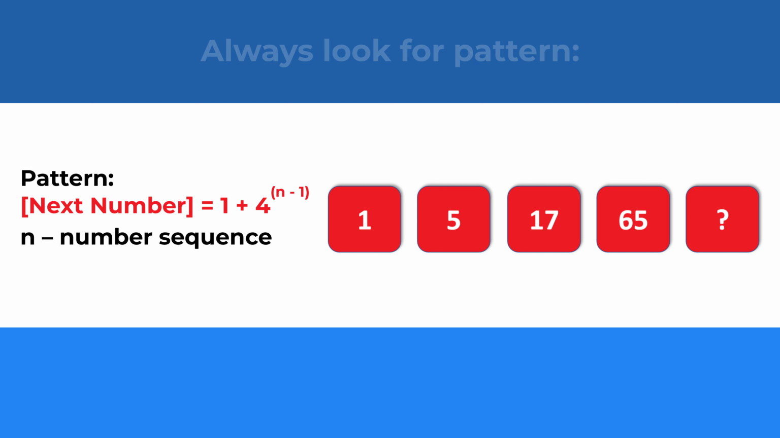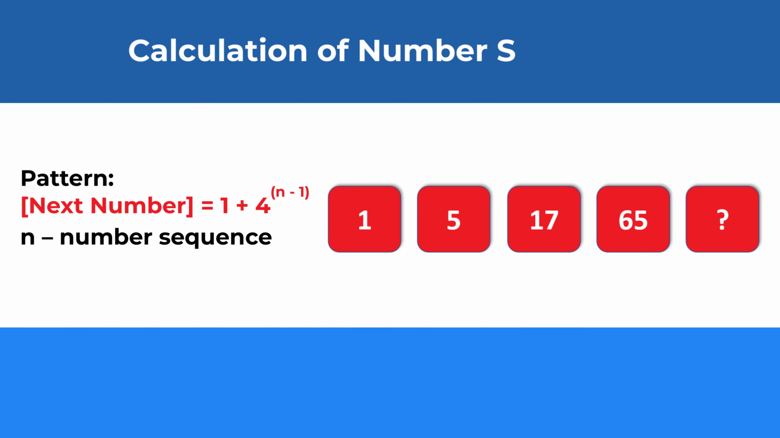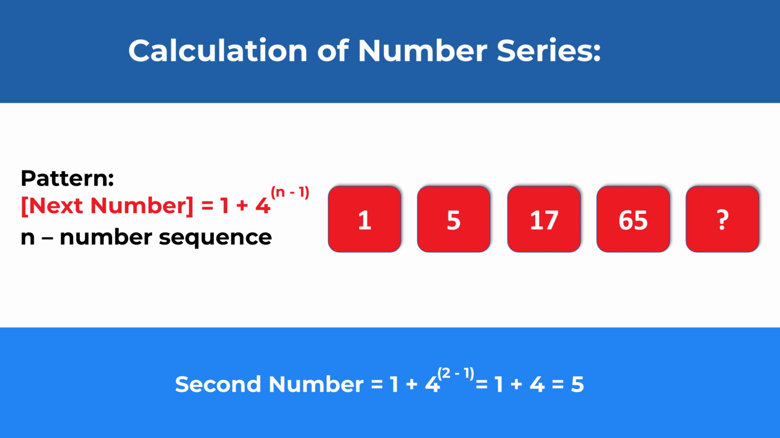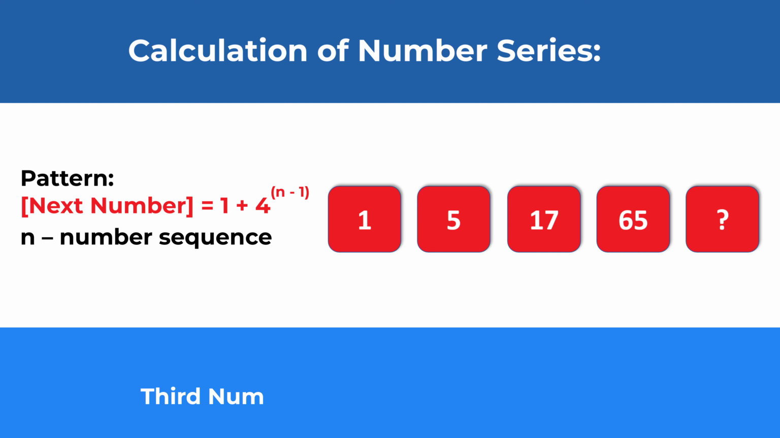So let's look at the calculation of numbers in this particular series. The first number is calculated as 1 plus 4 to the power of 0, which is 1. The second number is calculated as 1 plus 4 to the power of 2 minus 1, which is equivalent to 1 plus 4 and equals 5. The third number is calculated as 1 plus 4 to the power of 3 minus 1, which is 1 plus 4 to the power of 2, which is 16, which equals 17.